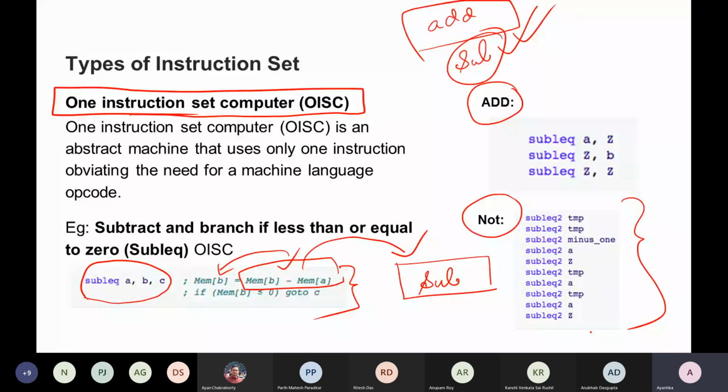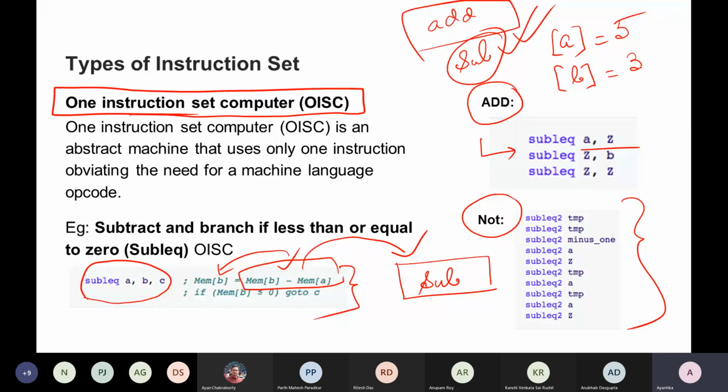One example I can show you is addition. Here you have only this operation, mem b minus mem a, and you store that value to mem b. So now take this example: in memory location A you have stored some value, maybe say 5, and in memory location B you have stored some value, 3.